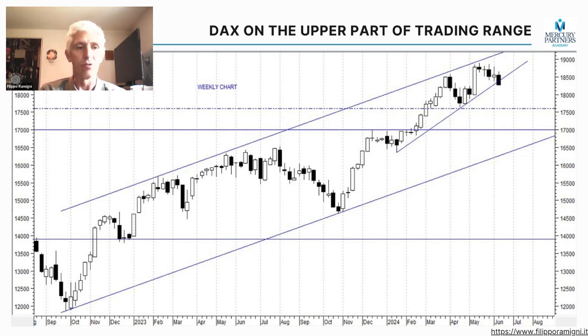Started from October 2013. And now it is reaching the upper part of the channel. The DAX is moving downside, probably to reach first support at 17,500, and it might go down until 17,000.